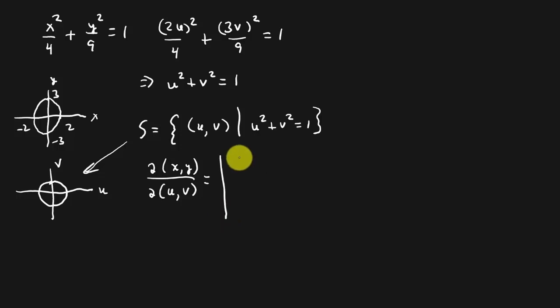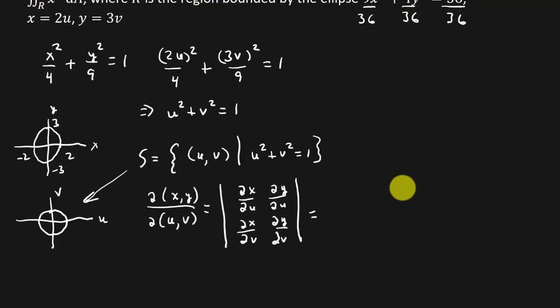let's see, what is that? That's the partial of x with respect to u, partial y with respect to u, partial x with respect to v, partial y with respect to v. And that is going to be, well, let's look at this. We've got our x and y here. We can see that the partial of x with respect to u is equal to 2. The partial of y with respect to u is equal to 0 because it's just 3v.